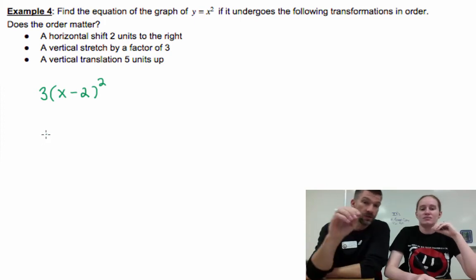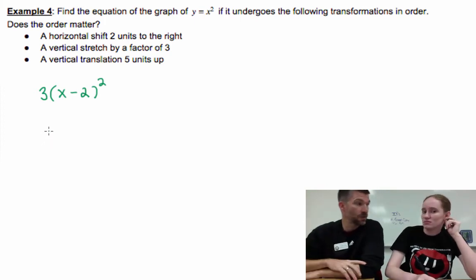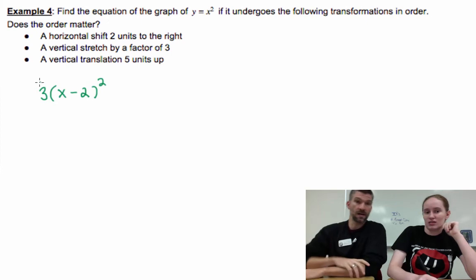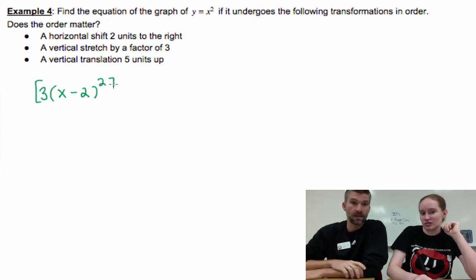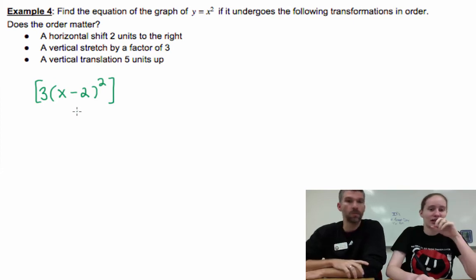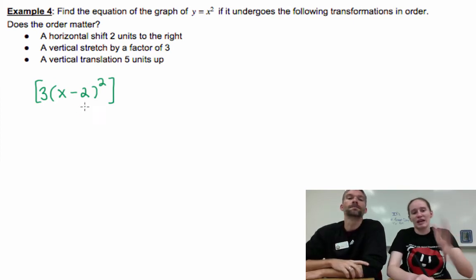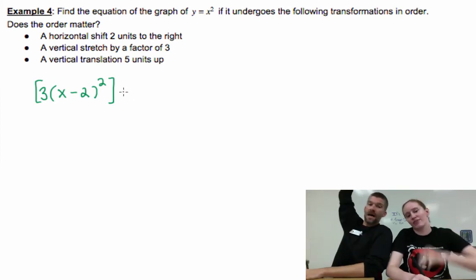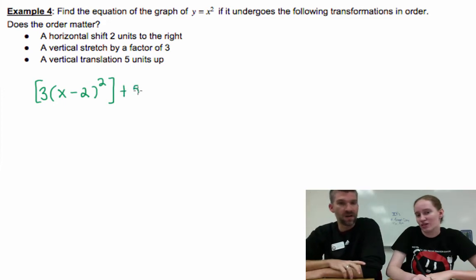If you wanted to, you could put big brackets to symbolize 3 times the function. Now this is our function. We don't have to have the brackets. And then we're taking that and we're going up 5. So that's a 5 on the outside.